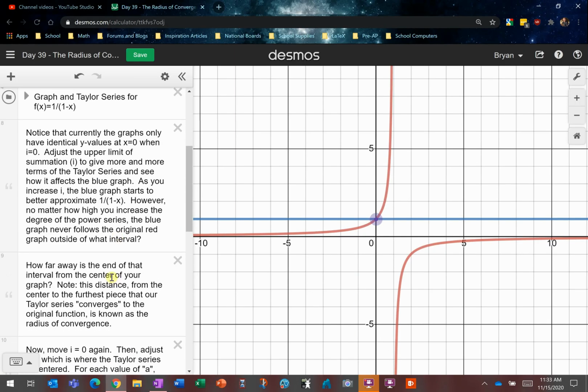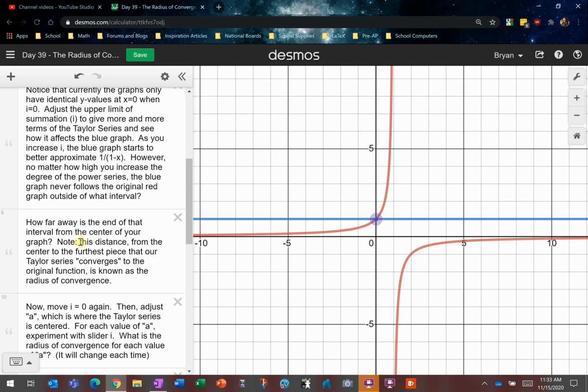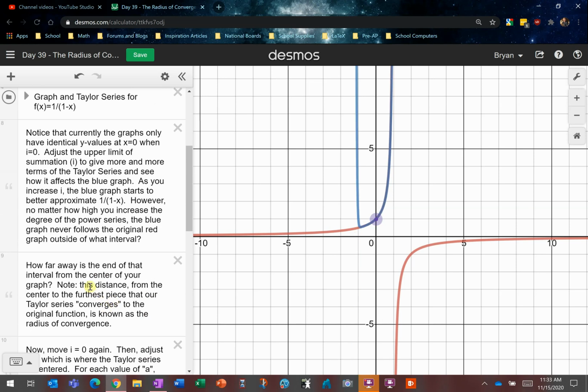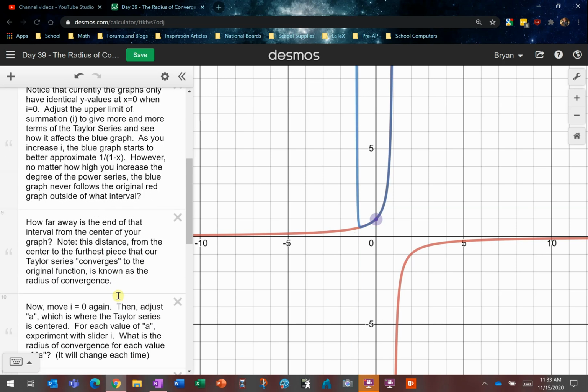Okay, so scooting on down. How far away is the end of the interval? And actually, I should add a few more terms over here. There we go. Is the end of the interval from the center of your graph. Okay. Now, well, my graph is centered at an x value of 0. I think the total distance where it looks like my blue graph, and I think we have a fancy word here, converges. My blue graph converges to the red graph is a distance of 1 in this direction and 1 in the other direction. You could argue maybe just less than 1, right? Because it's not actually reaching here because there's an asymptote there. But yeah, it looks like my Taylor series only converges to my original function in a distance of 1 in each direction.